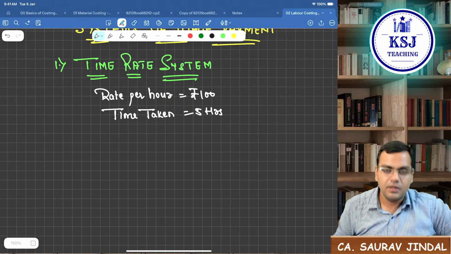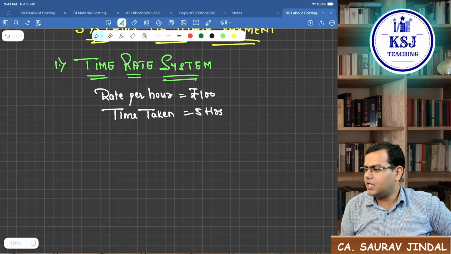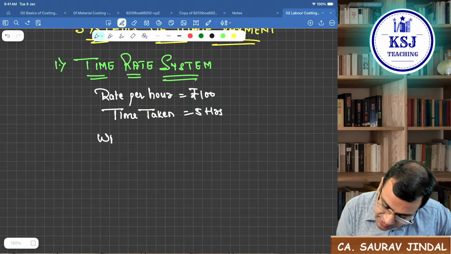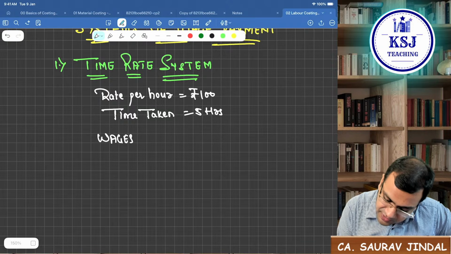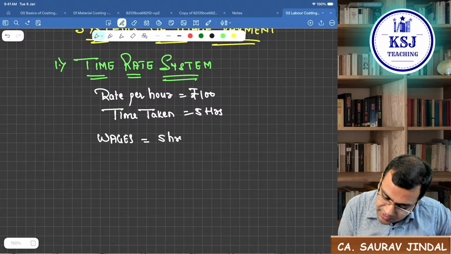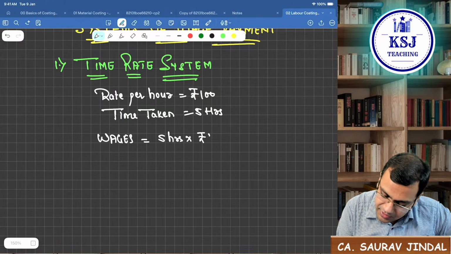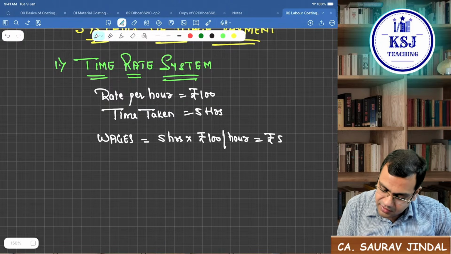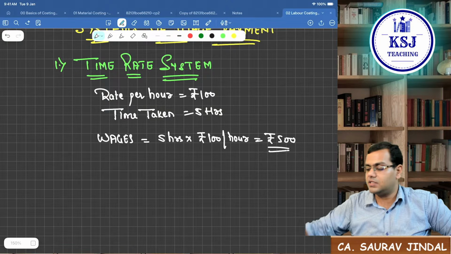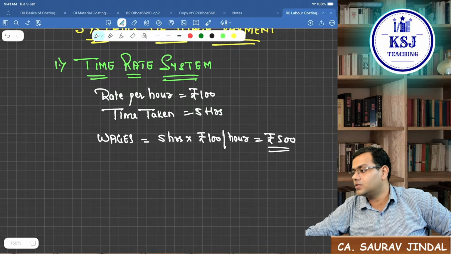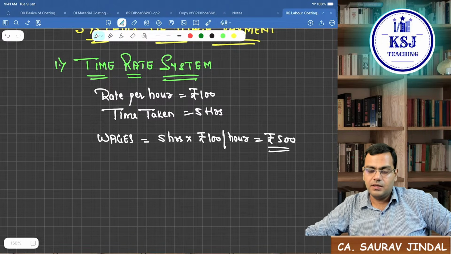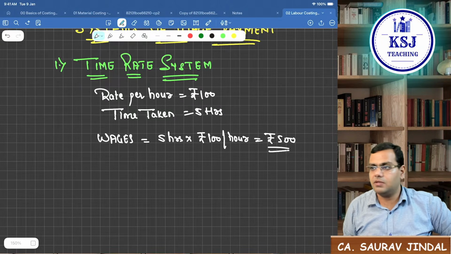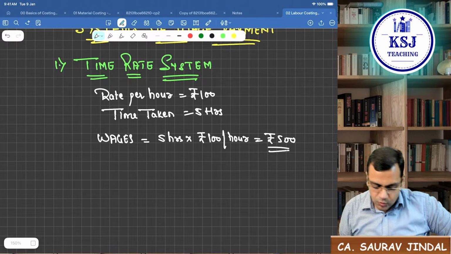Right? So the worker says, okay sir. If the worker is working for 5 hours on a particular job, what are the wages that we will pay to that worker? The wages paid will be 5 hours multiplied by rupees 100 per hour, right? So we'll pay rupees 500. This is one of the systems, that is time rate system, the payment of the wages on the basis of the time spent by the worker.